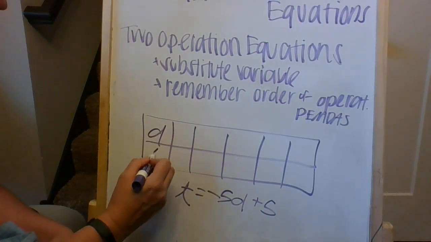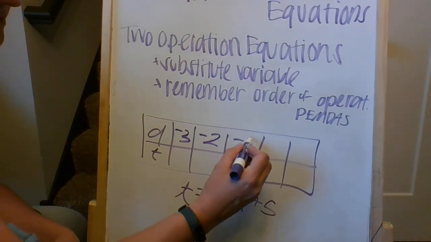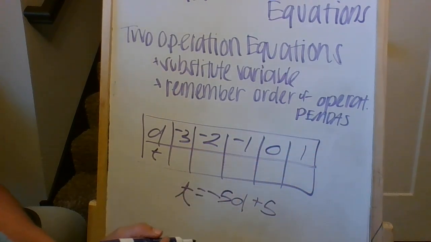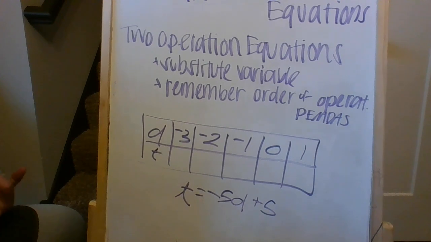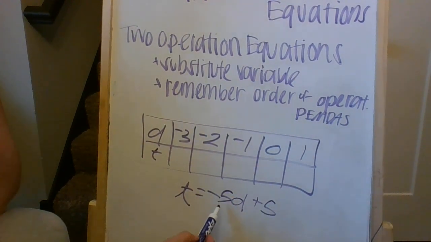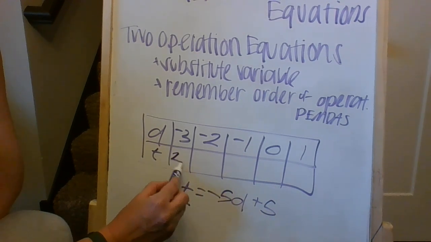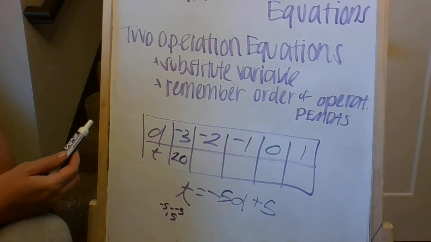So I'm going to tell you that we have D and we have T, -3, -2, -1, 0, and 1. These may or may not be directly from your worksheet. So here we're going to plug our numbers in. So here we have -5 times D, which we're going to plug in that -3. So -5 times -3 equals a positive 15. Negative times a negative equals positive. Positive 15 plus 5, our answer is going to equal 20.